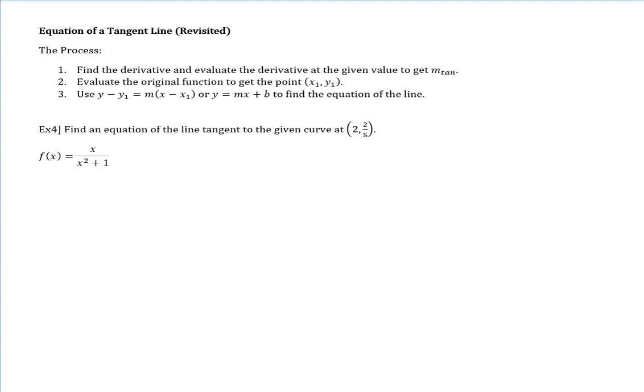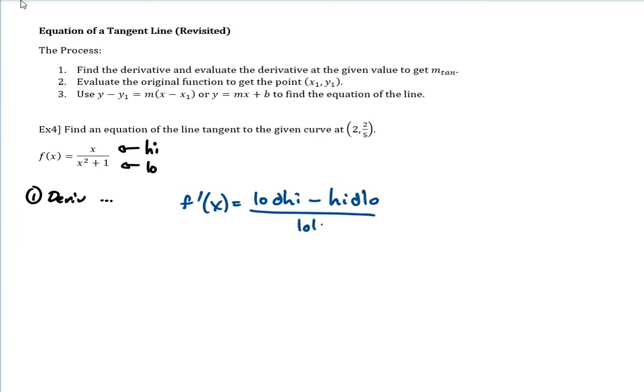All right, so our first step is to find the derivative. And then afterwards, we'll plug in our value to get a slope. Okay, so the derivative, well, this is set up to be our high and low. So I use high and low. And so our derivative, f prime of x, is low d high minus high d low all over low low. So that's how I remember it.